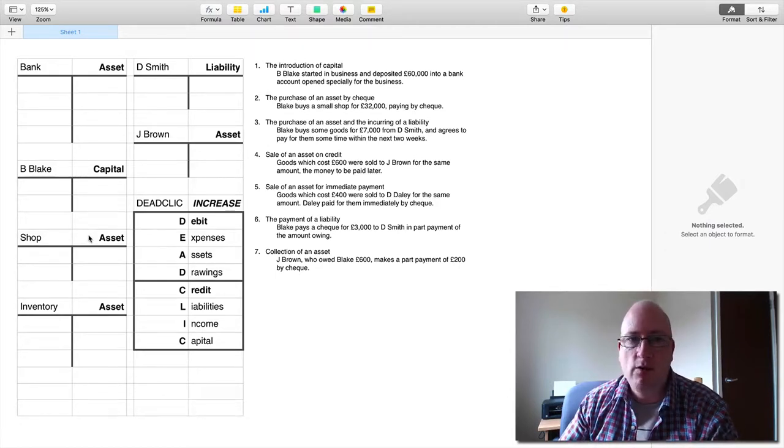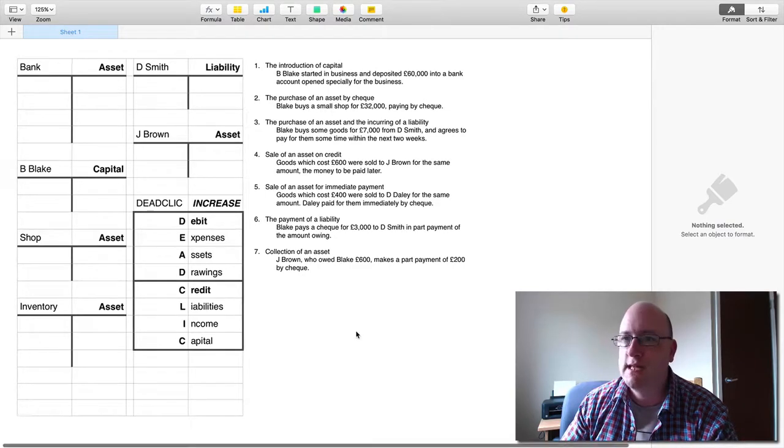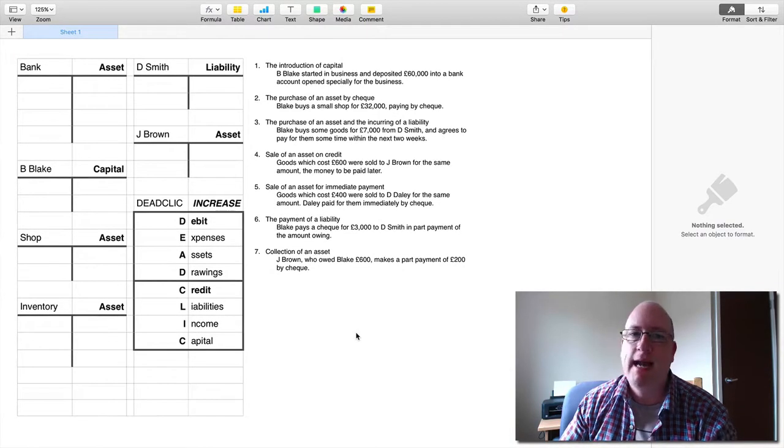The shop account, something you own, so again it's an asset. Inventory, stock, the same sort of thing, something you own, so it's an asset. For this exercise, we're not going to worry too much about sales and purchases. We're just going to concentrate on how the T accounts work using DEADCLIC, so don't worry too much about the detail of the transactions, if you like. Now D. Smith is a creditor, so he's a liability account. And lastly, J. Brown is a debtor, so he's an asset account. So I'm going to whip through these 7 transactions here and just show you on the screen how DEADCLIC works in practice. I'm going to refer to DEADCLIC every time I enter these transactions, just so you can see how it works.